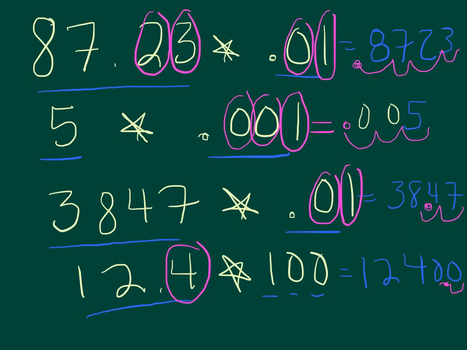But again, if you have any questions, go back and rewatch. But just think about it. It's all the things that you know how to do. You just multiply the numbers without them being decimals, add the zeros, count up the number of numbers behind the decimal point, and then put that back in.